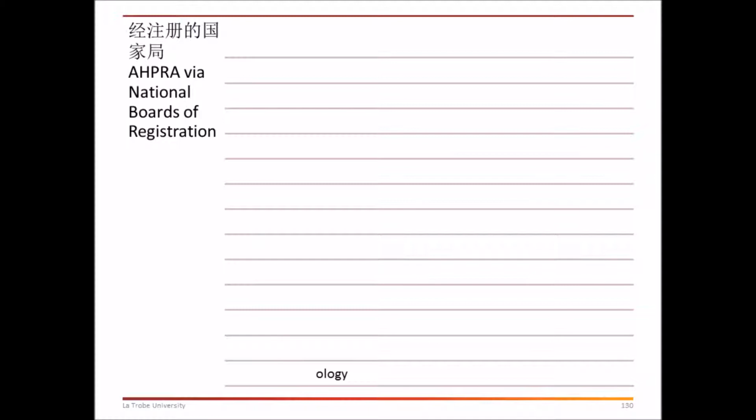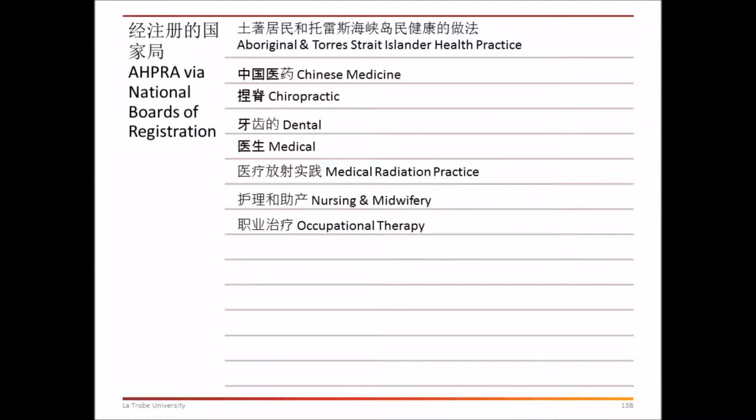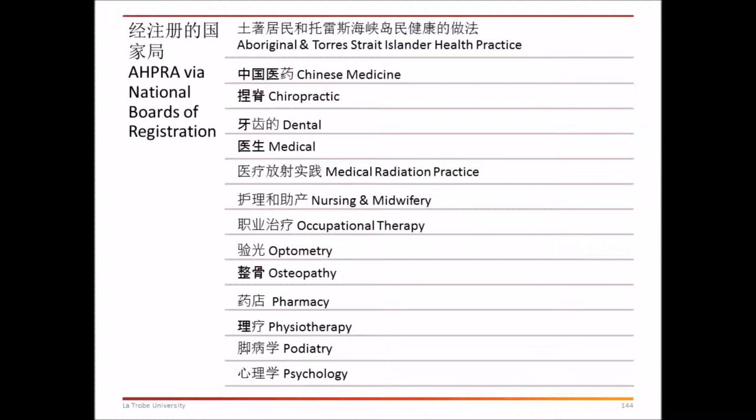Now, they have a number of categories of staff or boards of registration, and this is the list of them: Aboriginal and Torres Strait Islander health practice, Chinese medicine, chiropractors, dentists, medical personnel, medical radiation personnel, nursing and midwifery. Occupational therapy has been added more recently. Optometry, osteopathy, pharmacists, physiotherapists, podiatrists and psychologists. To practice any of these professions, you need to have done a course of recognised education before you'll be accepted for registration.